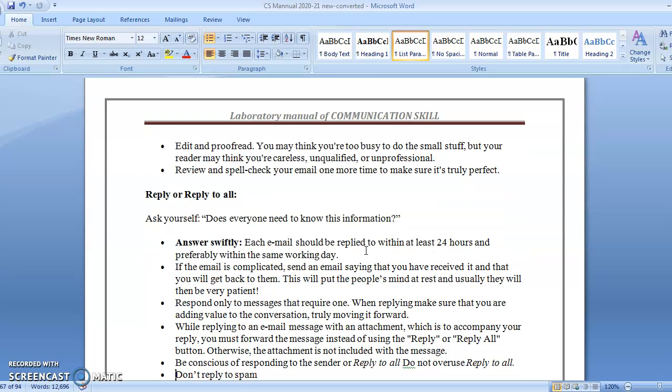Then reply or reply to all. This is the facility of email: if you want to send the same message to all your recipients, then use reply or reply to all.